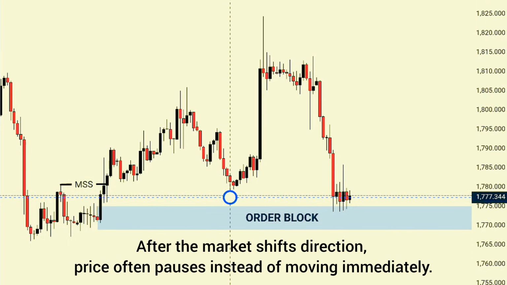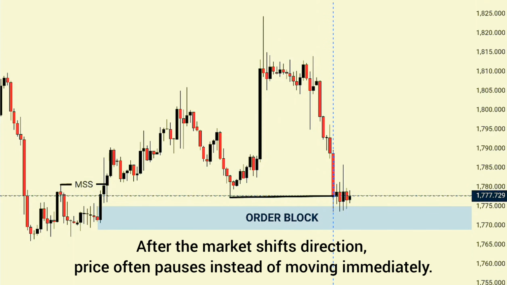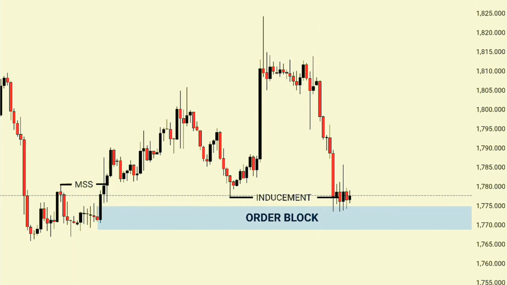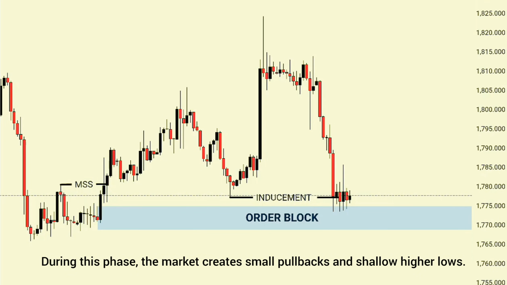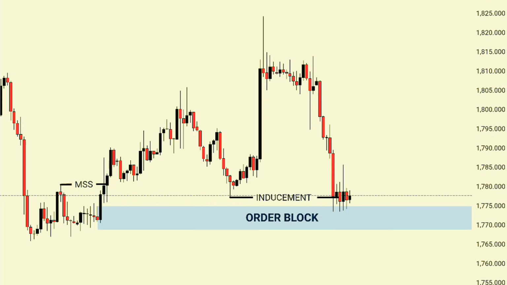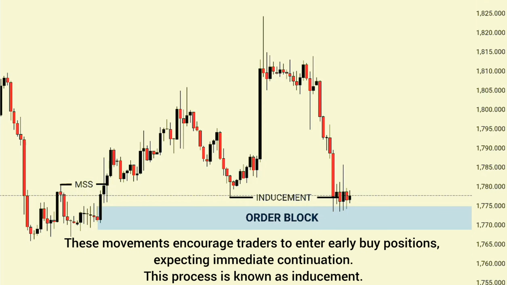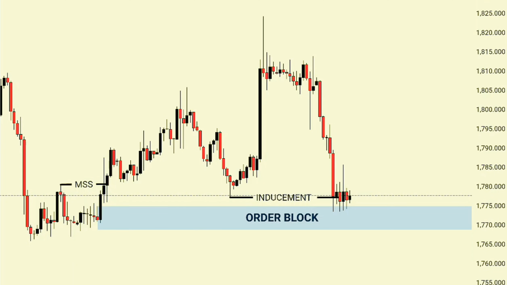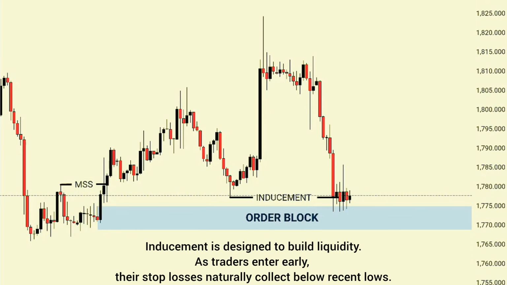After the market shifts direction, price often pauses instead of moving immediately. During this phase, the market creates small pullbacks and shallow higher lows. These movements encourage traders to enter early buy positions, expecting immediate continuation. This process is known as inducement. Inducement is designed to build liquidity. As traders enter early, their stop losses naturally collect below recent lows.